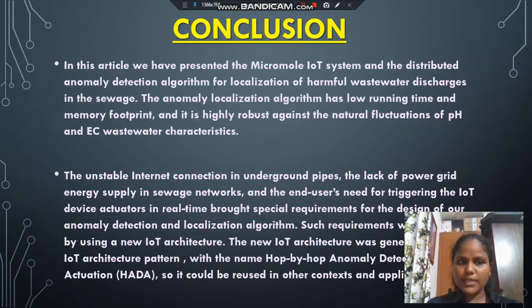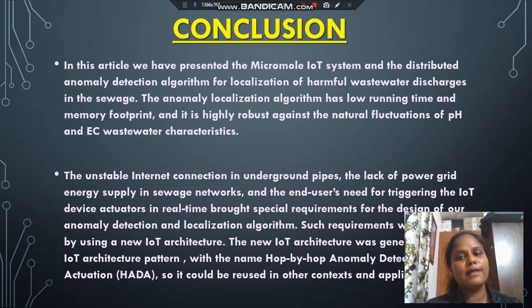Next is the conclusion. In the IoT system, we have a distributed anomaly detection algorithm for localization of harmful wastewater discharges in the sewage. Here we understood how we can measure the pH or the EC, and how we can stop pollution of the water in the sewer network. There are some drawbacks, like the unstable internet connection in the underground pipe, the lack of power grid energy supply in the sewage network, and the end users' need for triggering the IoT device.